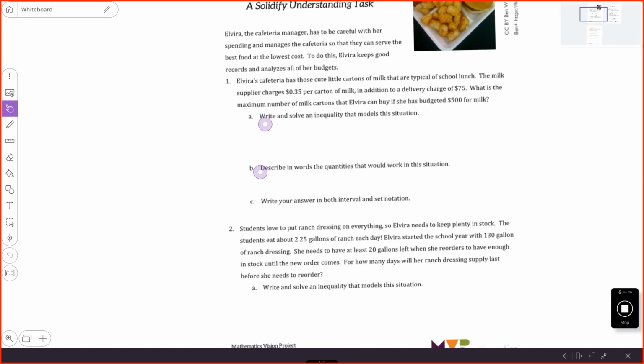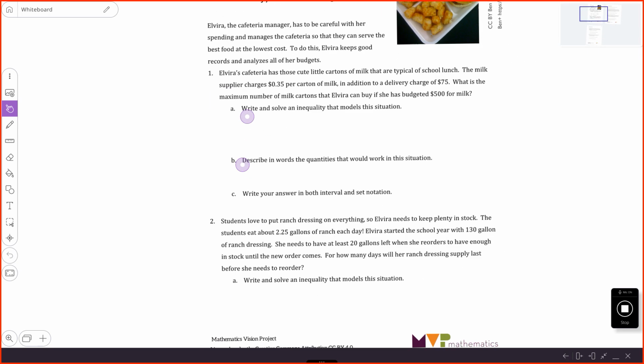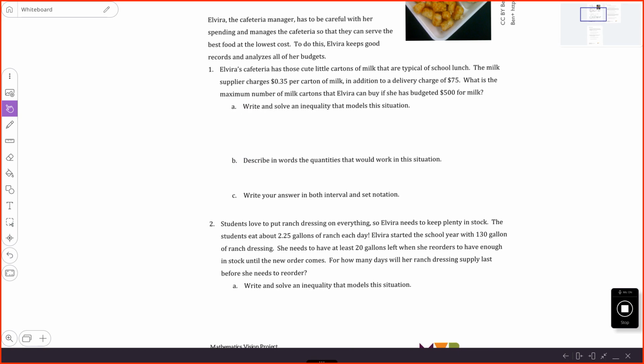So this is where we're talking about solving inequalities with word problems. Alvera, the cafeteria manager, has to be careful with her spending and manages the cafeteria so they can serve the best food at the lowest cost. To do this, Alvera keeps records and analyzes all of her budgets. Alvera's cafeteria has cute little cartons of milk that are typically part of a school lunch. The milk supply charges 35 cents per carton, plus $75 for delivery. What is the maximum number of milk cartons she could buy if she budgeted $500 for milk?